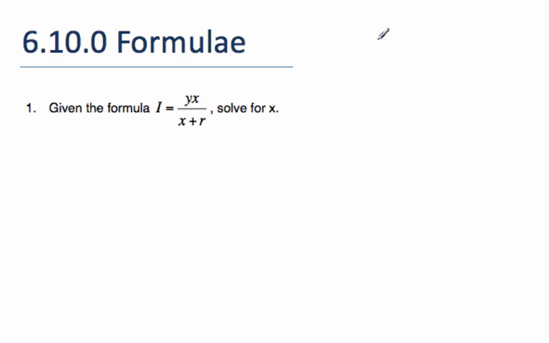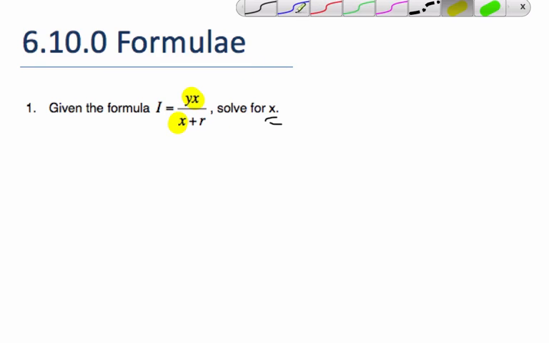And Mr. Cole. Here we go with 6.10 formula, rearranging formula. We're asked to solve for x. The biggest problem here, Mr. Cole, that I see, I have an x on the top here and an x on the bottom. So at some point we're going to have to pull them together, hey?